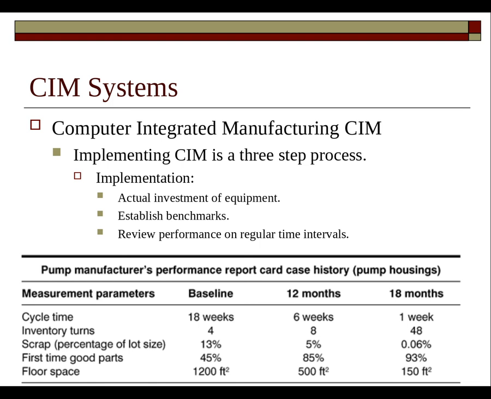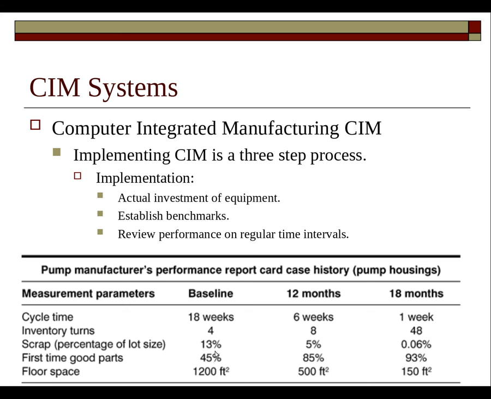All right. So here's an example of a pump manufacturer's performance. They did their original baseline, and they determined that it took 18 weeks to get 4 turnovers of their inventory, and 13% of that turned out to be scrap, meaning that at the end of the line, it turned out that the pump was no good, and they just had to scrap it.